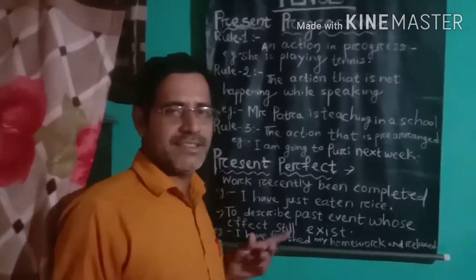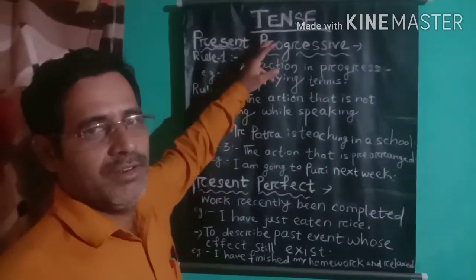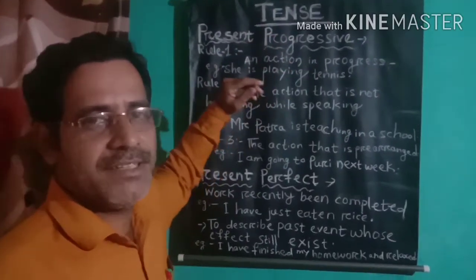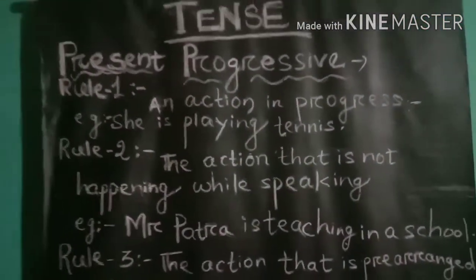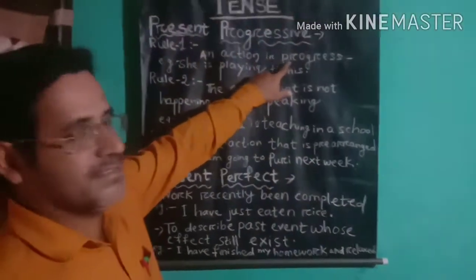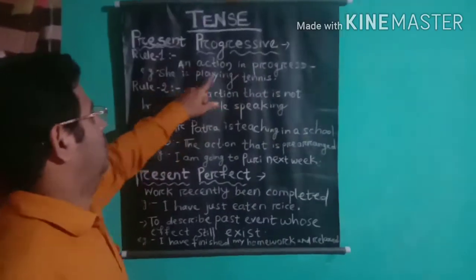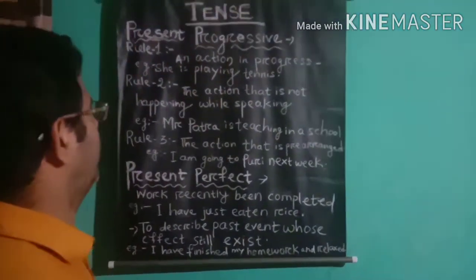In the previous class, we taught tense, present simple, and the rules and regulations of the present simple form. Today we will read present progressive and the different rules of present progressive. Rule number one: an action in progress. That is rule number one of present progressive, an action in progress.